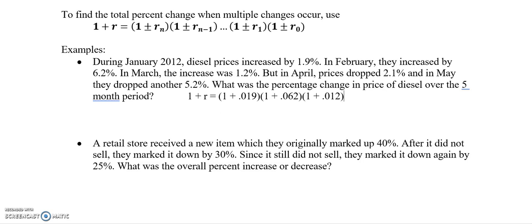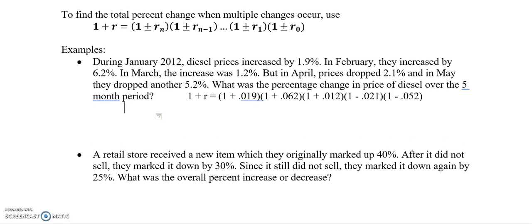And now in April, notice that it dropped. So we're going to have a fourth set of parentheses, but instead of 1 plus, it's going to be 1 minus. And 2.1% as a decimal would be 0.021. And then our fifth change is also a decrease, so that's going to be 1 minus, and it's a decrease of 5.2%, or 0.052. And so now that we have all of our changes represented on the right-hand side, we're ready to go ahead and solve our formula.